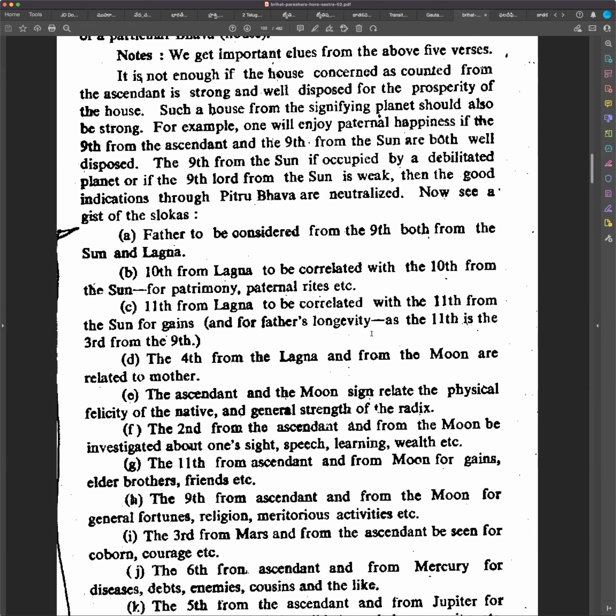The 4th from lagna and from the Moon are related to mother. The ascendant and the Moon sign relate to the physical faculty of the native and general strength of the radix. The second, point number F: the second from the ascendant and from the Moon to be investigated about one's sight, speech, learning, wealth, etc.